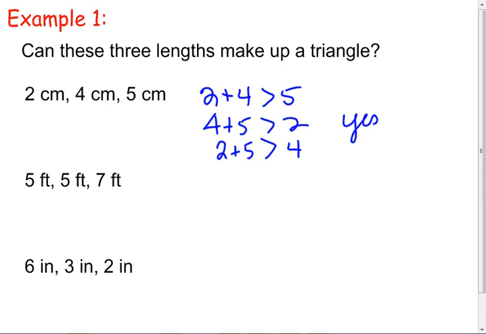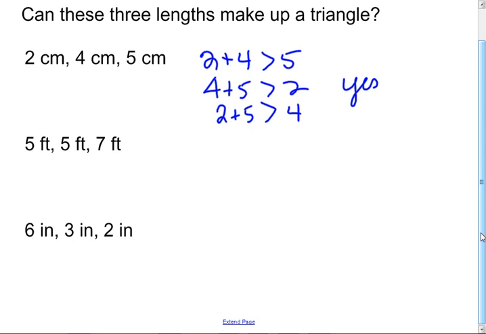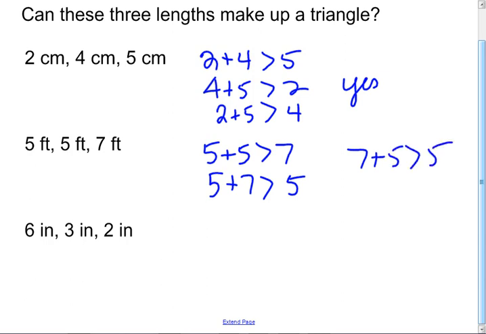How about the next one? What kind of triangle is this next one? It's not equilateral, you're close. Isosceles, because 2 sides are equal. So let's see if that one works. So you go 5 plus 5, is that bigger than 7? If you have 5 plus 7, is that bigger than 5? Do I have to do the third one? No, because it's 7 plus 5. It's the same thing.